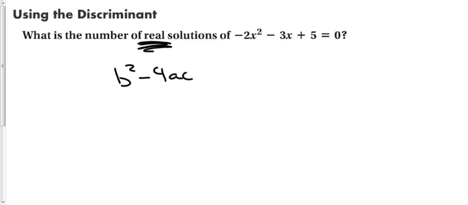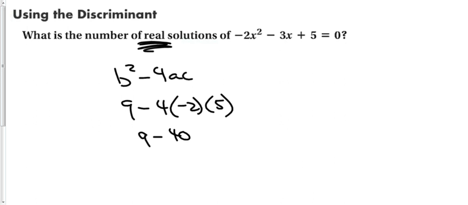use the discriminant. It's set equal to 0, so I'm pretty good. So b squared, negative 3 squared is 9, minus 4 times negative 2 times 5, which is going to be 9 minus 40, no, sorry, 9 plus 40, negative times a negative gives me a positive, which is going to be 49. So my discriminant is positive, which means that this quadratic has 2 real solutions.